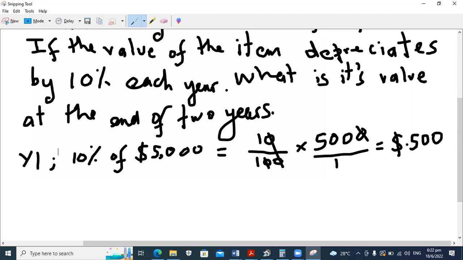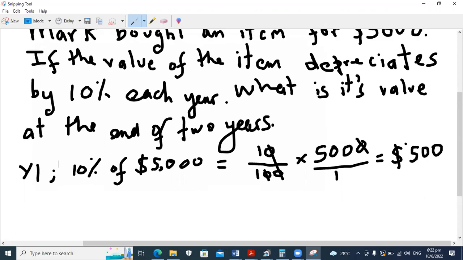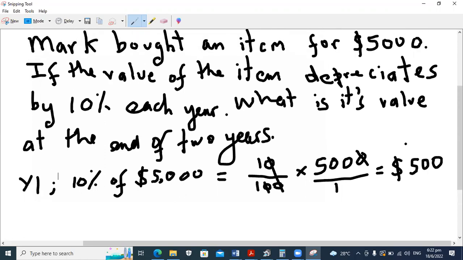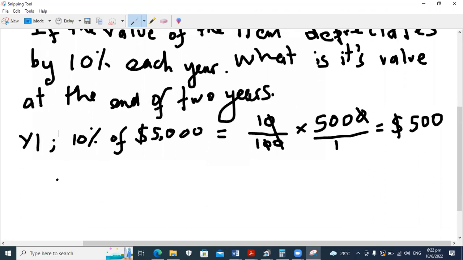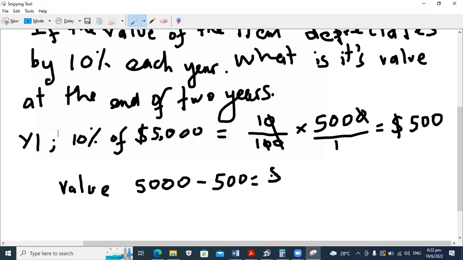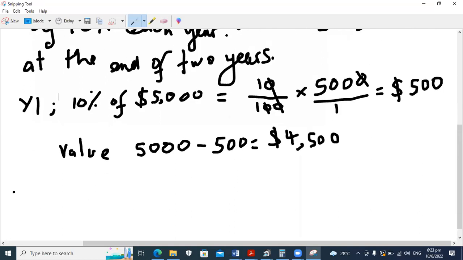So in other words, $500 comes off of the 5,000 at the end of year one. So the value of the item would be 5,000 subtract 500, which is 4,500. So year two now.